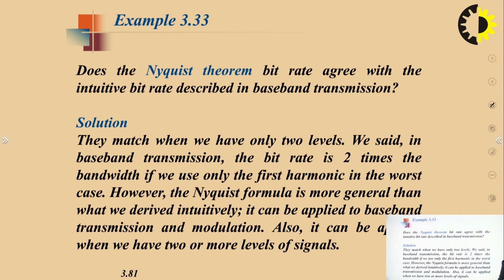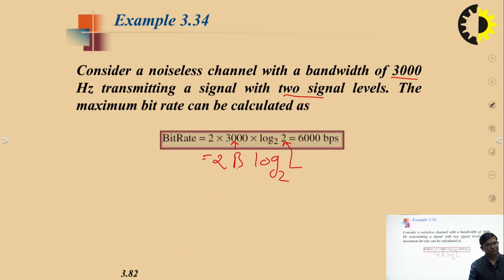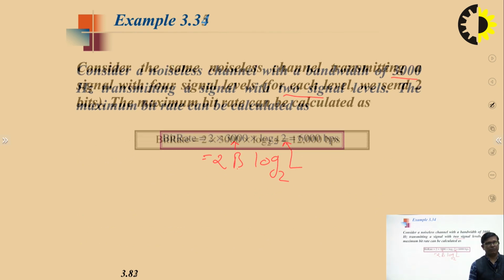Does the Nyquist bit rate agree with the intuitive bit rate we described for baseband transmission? They match when there are only two levels, 0 and 1. Otherwise, in all other cases, they do not. The bit rate is 2 times the bandwidth if we use only the first harmonic in the worst scenario. However, the Nyquist formula is more general than what we derived intuitively. It can be applied to baseband transmission or modulation. Also, it can be applied when we have two or more levels of signal. So, this is the Nyquist formula.